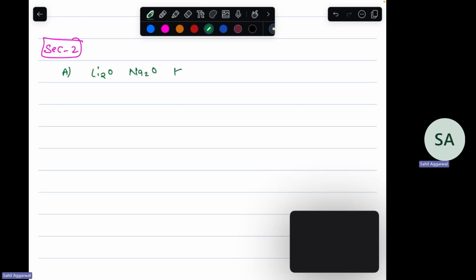Size ke directly proportional it is. Correct order should be this. But we are given with the reversed order. So this would be incorrect.